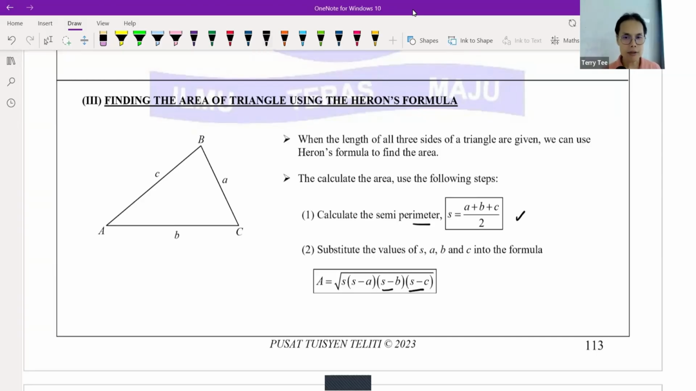Very, very unfortunate. This formula is not given. I don't know why. This formula is actually more complicated than half AB sine C, but it's not given in the SPM. I don't know why. Okay, all right. So you need to know.